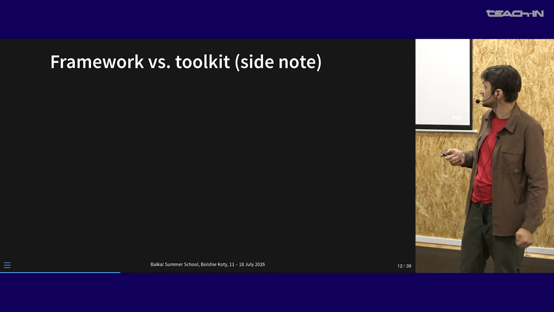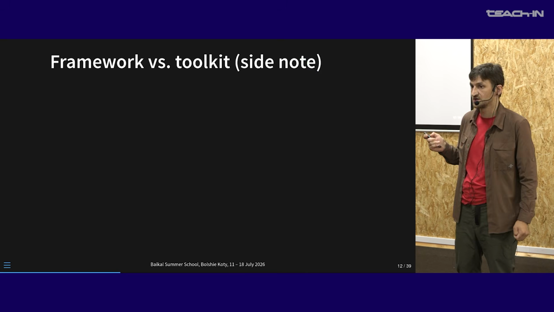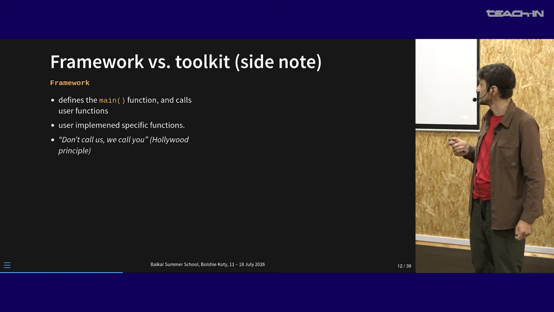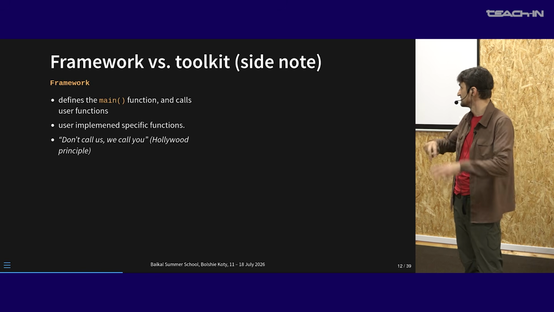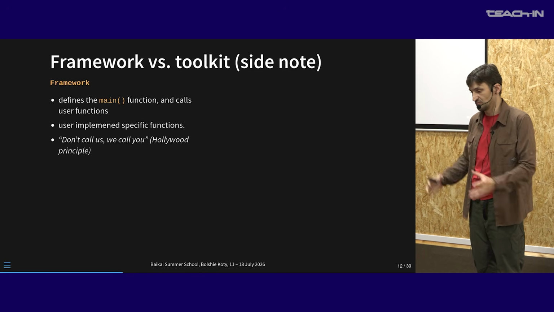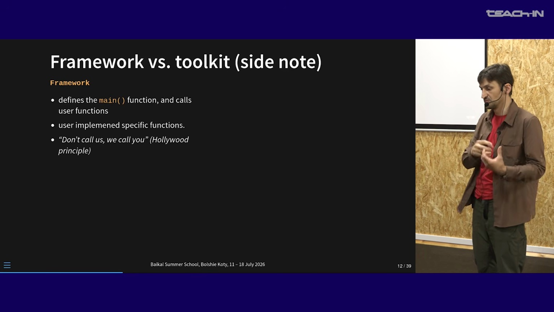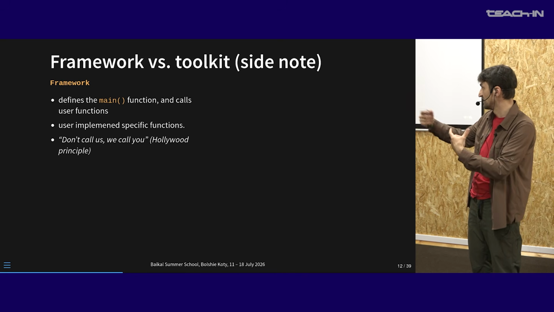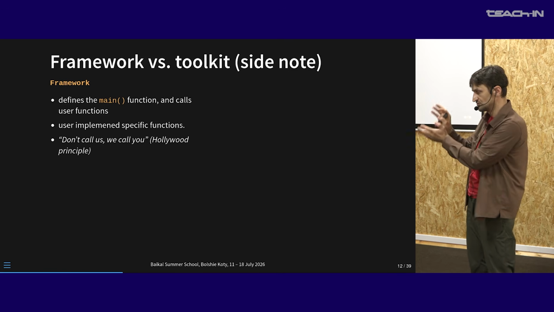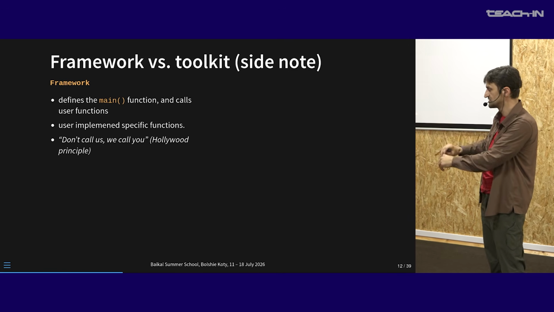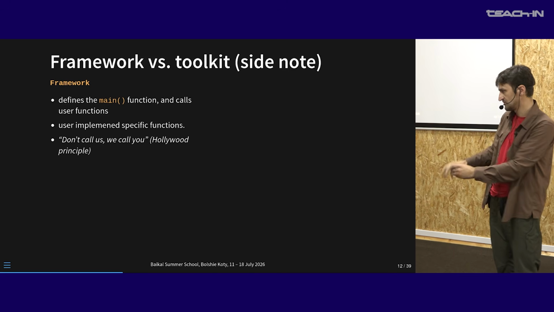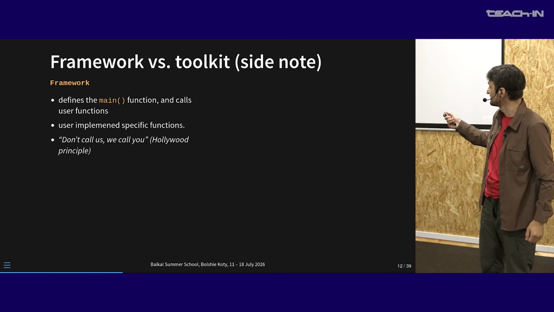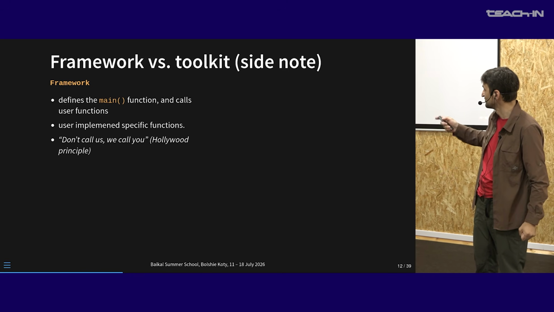So a side note, Geant is sometimes called a framework, but the developers call it a toolkit, and the difference is that a framework usually defines your main function by itself, and the user can only implement some of the steps which are being called by the framework. So it tells you, you have this function, you have freedom to define it as you want, and I will call it at the proper moment. In programming this is called the Hollywood principle: don't call us, we call you.